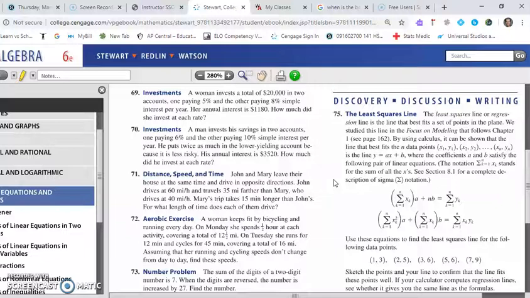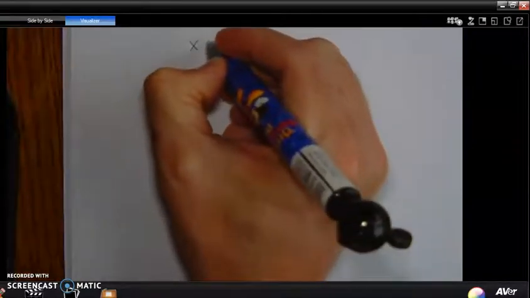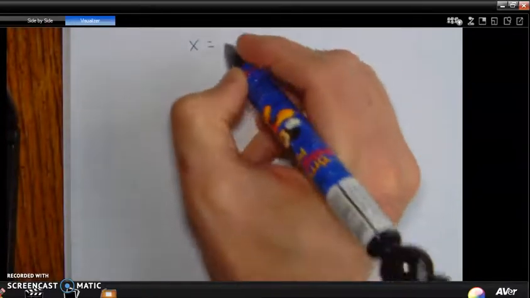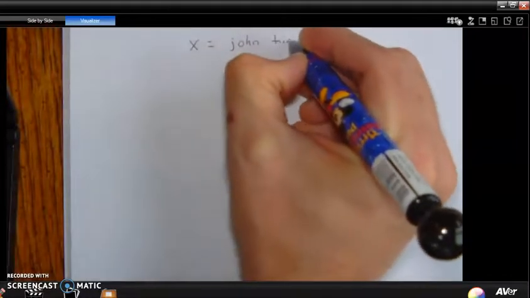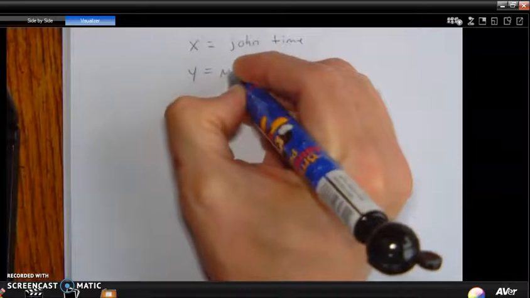So we have two variables, and one thing we talk about in class is that the variable is the question. So as I set up the solution, I would say x equals John's travel time, and we're going to let y equal Mary's travel time.